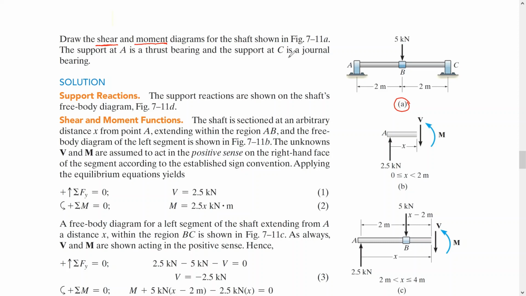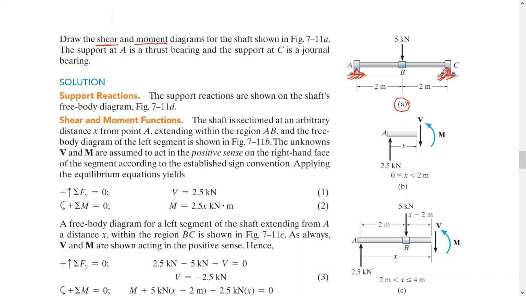So here, guys, let's say this is a pin here, and the other point here, we call it a roller. Much easier for you than these names. The first step, we need to find the reactions at these 2 points, at A and at C.